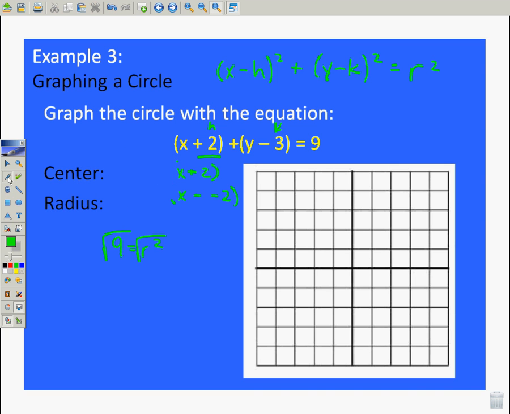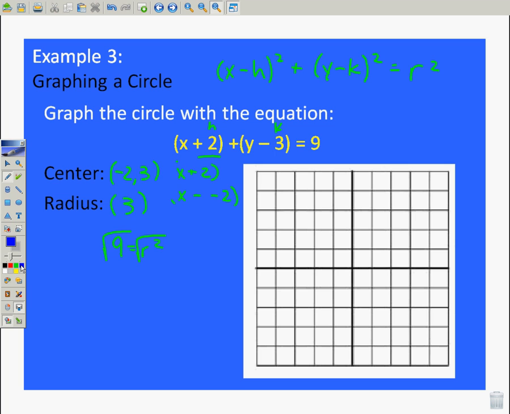Let's try that again. My center is negative 2, 3. My radius is 3. Minor technical difficulties here. No worries. I'm not worried. We're just rolling through it. Here we go. Center is negative 2, 3. Radius is 3. Now, when I go to graph this, this is what it looks like.